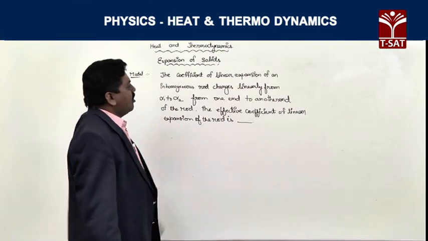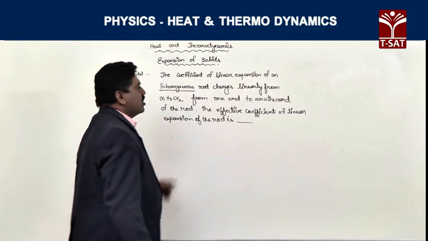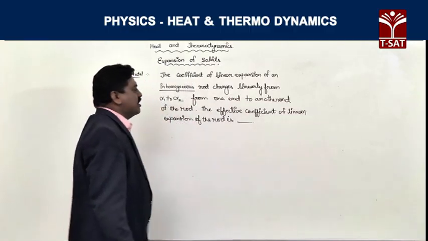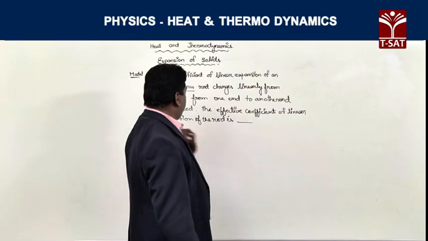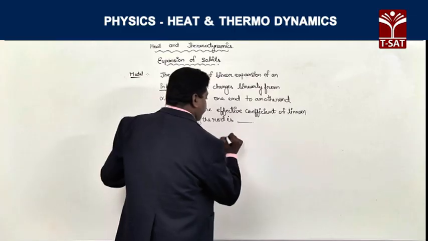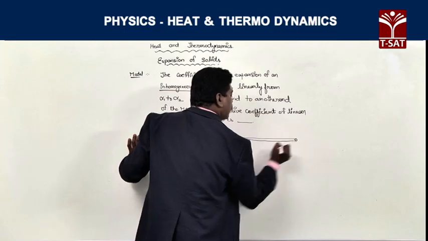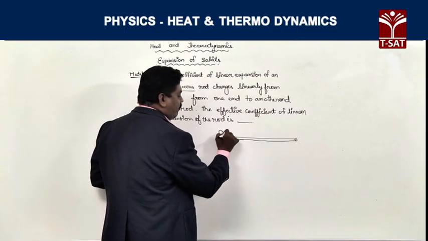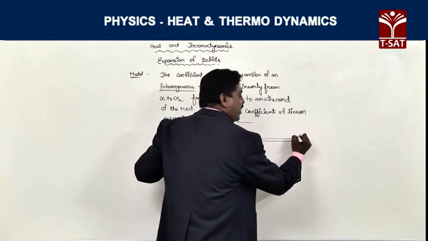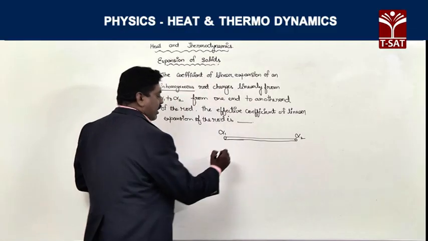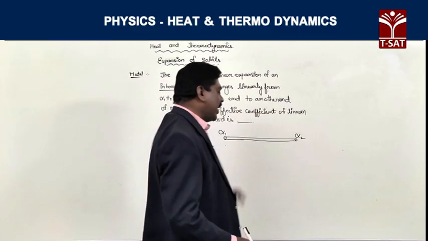The coefficient of linear expansion of an inhomogeneous rod changes linearly from alpha 1 to alpha 2 from one end to another end of the rod. The effective coefficient of linear expansion of the rod is, here we are having an inhomogeneous rod whose alpha value changes from one end to other end. One end is having the alpha value as alpha 1, other end is having alpha value as alpha 2. Gradually alpha 1 is changing to alpha 2 when we go from one end to another end.